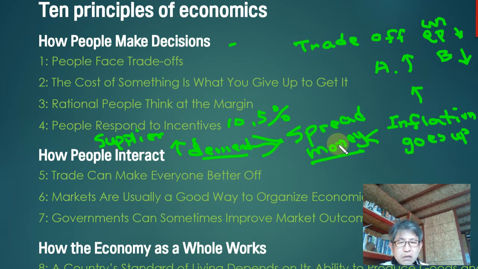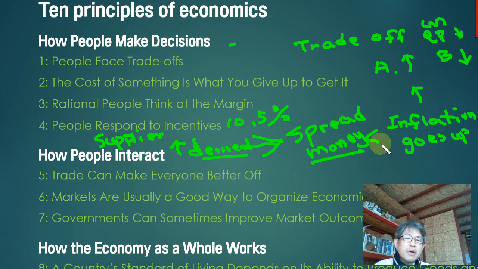Too much money in the market. Everyone wants to purchase something, but instead, the supplier is in short supply. Okay, in this case, naturally, suppliers try to increase the price to make more money. In this case, as the government spreads much money, the inflation goes up.